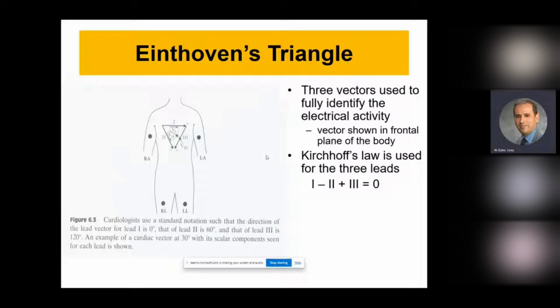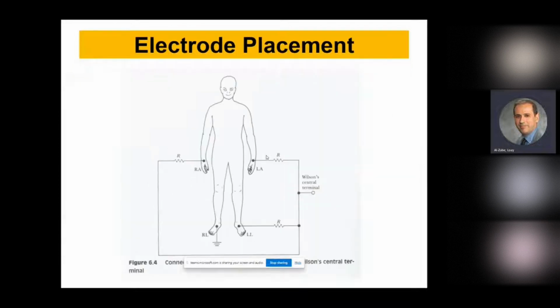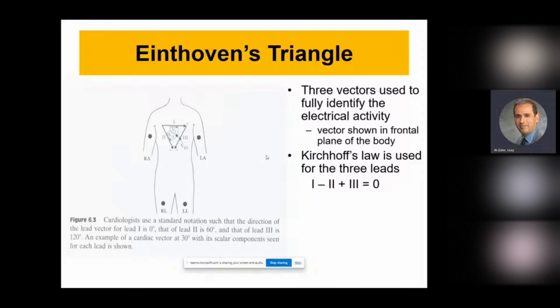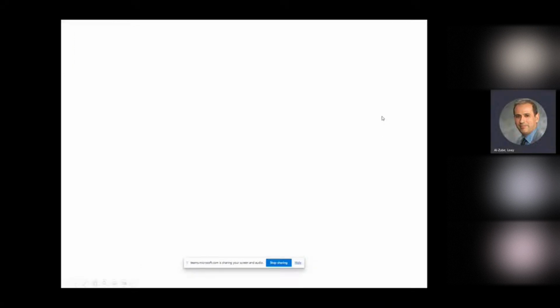I would like to explain to you what is a 12 lead ECG and how we can measure it and how we're using the vectors to identify the electrical activity of the heart. I would like to simplify this. Let me do another drawing that might be better. Let me explain to you Einthoven's theory.